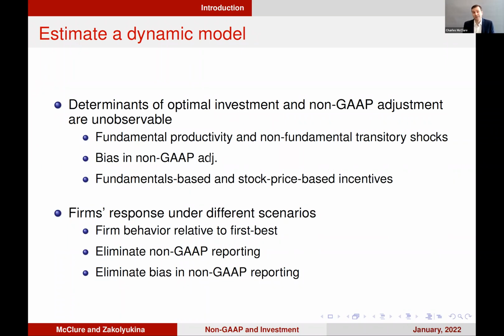And finally, we have to think about the manager's incentives. Managers provide non-GAAP earnings and they maybe bias non-GAAP earnings because they care about their stock price. Presumably, managers also care about the fundamental value of the company. And so, how do you separate when you see a firm decision? How do you separate these two things at play?